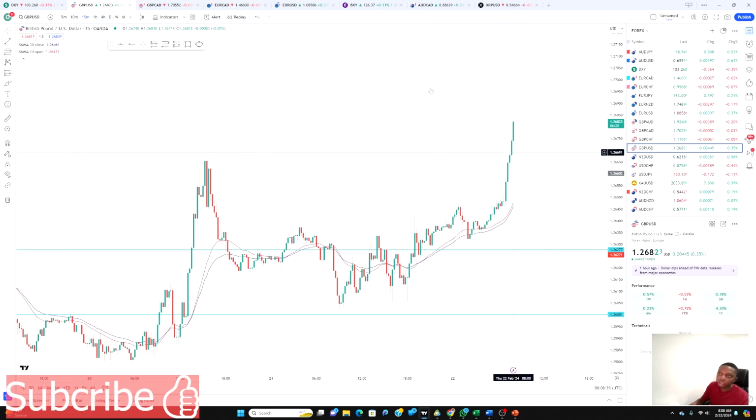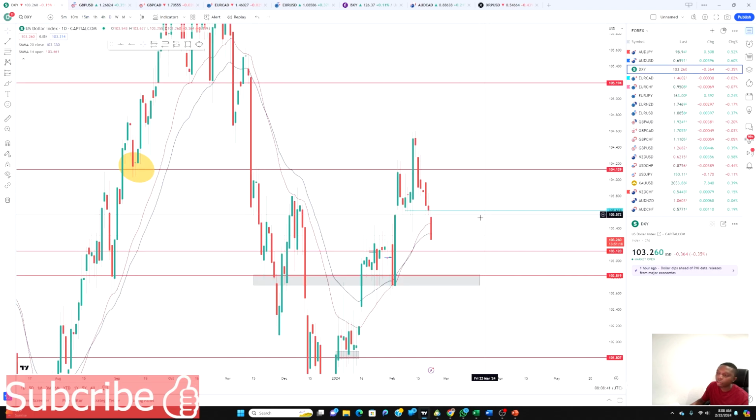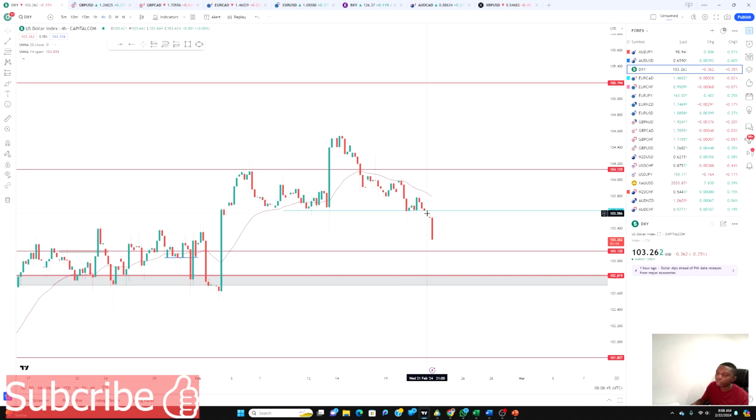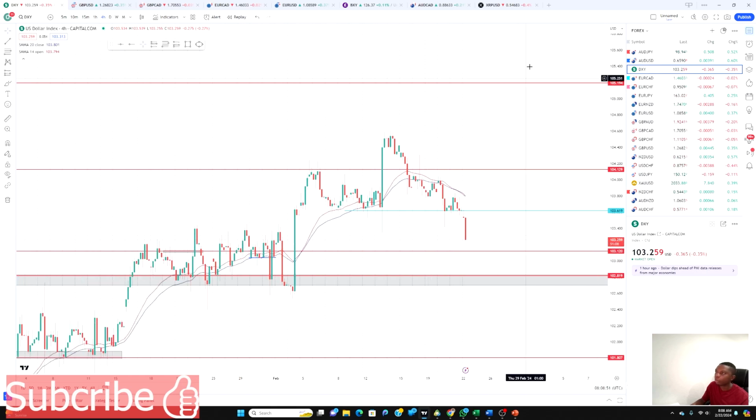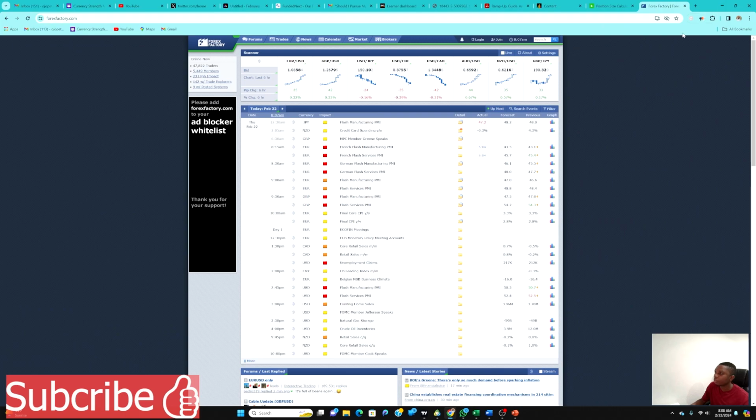But again, you see DXY surging down. This is the daily time frame. On the 4-hour time frame, it has broken this. So thinking DXY might push up onto this key level again, but we'll see. Once the news is released for the PMI, that will give us an idea of what will happen today.